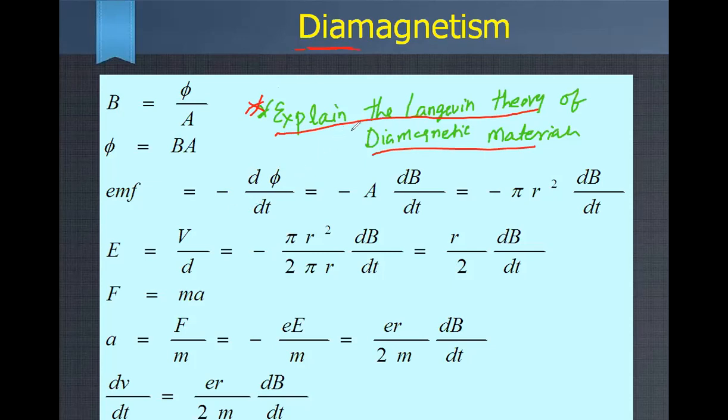So before explaining this theory, the first equation you should remember is this one. So what is this equation? This equation is flux. Flux is equal to magnetic field lines per unit area. Phi is equal to BA. Because B is equal to phi by A. What is a magnetic flux? Magnetic field lines passing through per unit area.